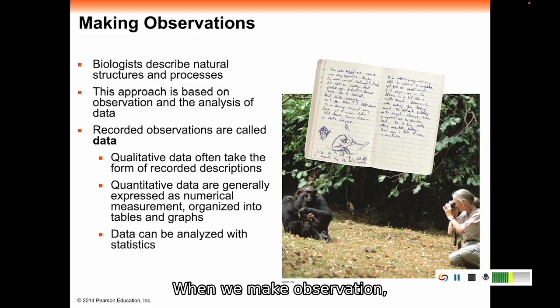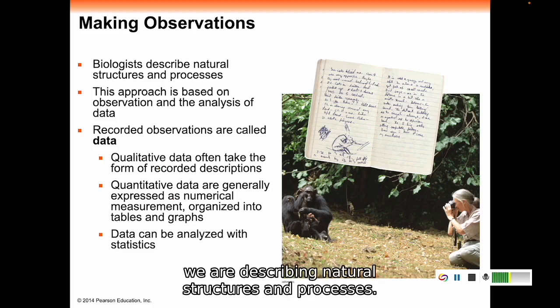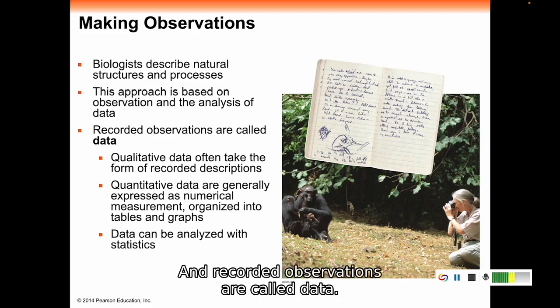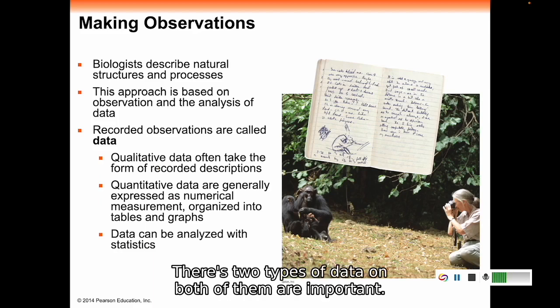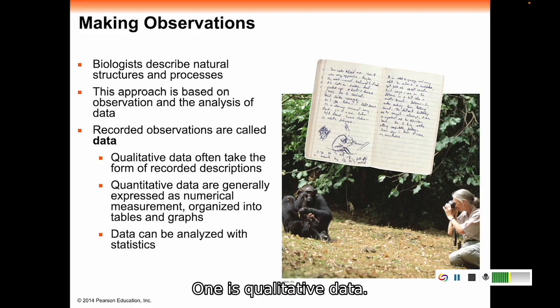When we make observations, we are describing natural structures and processes. And recorded observations are called data. There's two types of data, and both of them are important. One is qualitative data, and one is quantitative data. Qualitative data is describing the qualities of something. So it's recorded descriptions. It's how an animal is behaving, how a plant looks, what color it is.